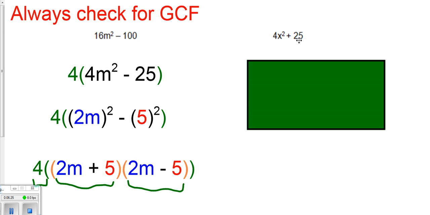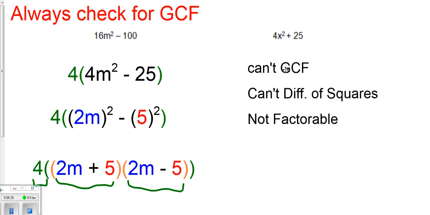Looking at this one, we cannot take a greatest common factor out of these numbers. There's no number we can take out of everything. And because it has a plus in between and not a minus, that means we can't do greatest common factor, can't do difference of squares, so this one is not factorable. There will be some instances where your expression is not factorable. You just write not factorable for that one.